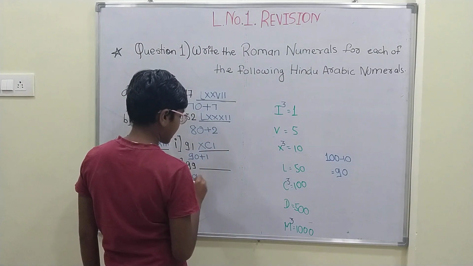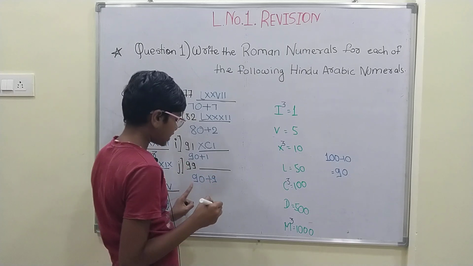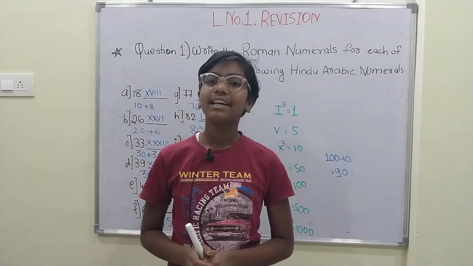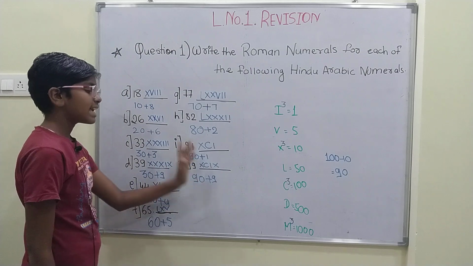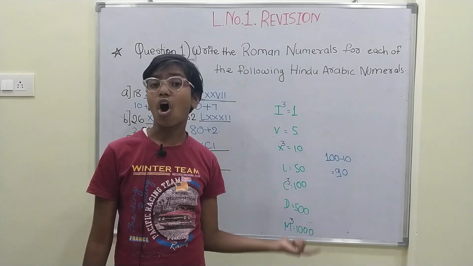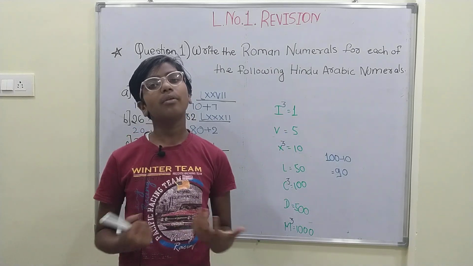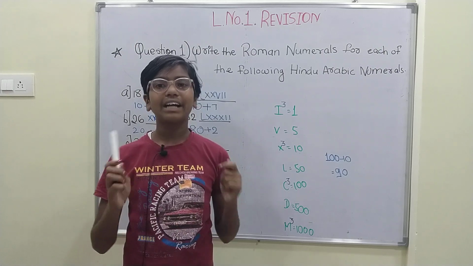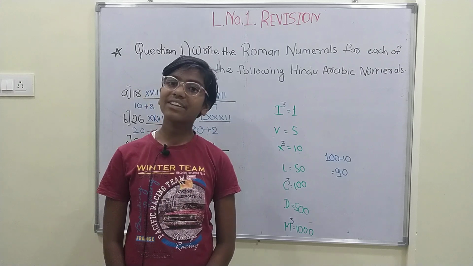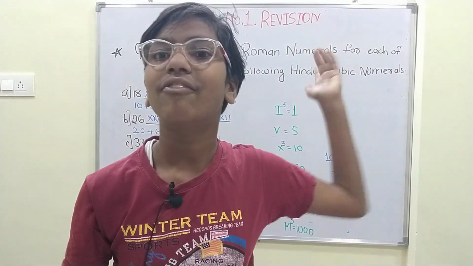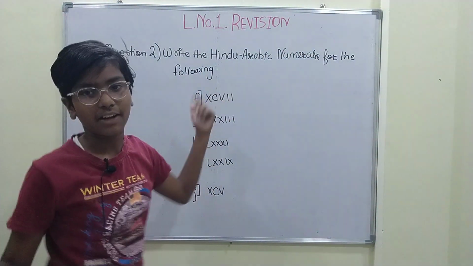And 99 means 90 plus 9. 90 means XC, and 9 is IX. That's done. So we have 99 as XCIX. We just needed the short forms. And in this we saw how we write the Roman numerals for each of the following. Let's read out the second question and understand what is given in the second question. So, let's start.